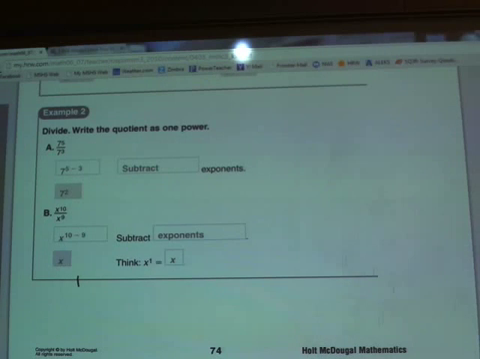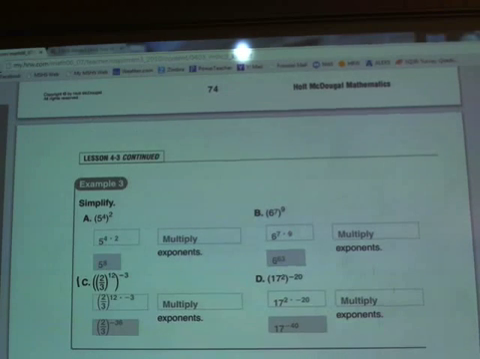Just in the same way that a minute ago, when we had, I believe it was a 2 to the 1st, we just wrote that as 2. Same thing here, x to the 1st can just be written as x.